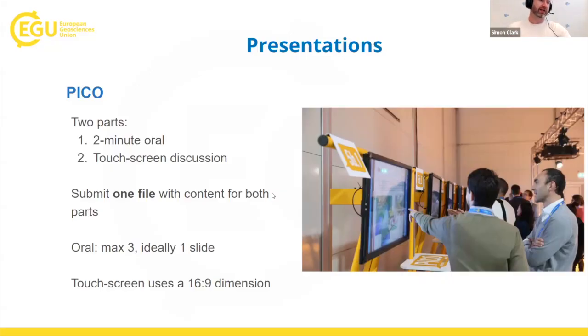And again, for the touchscreen presentations, it uses 16:9 dimensions. So again, focus on the landscape presentation. Again, this information is all on the EGU25 website.